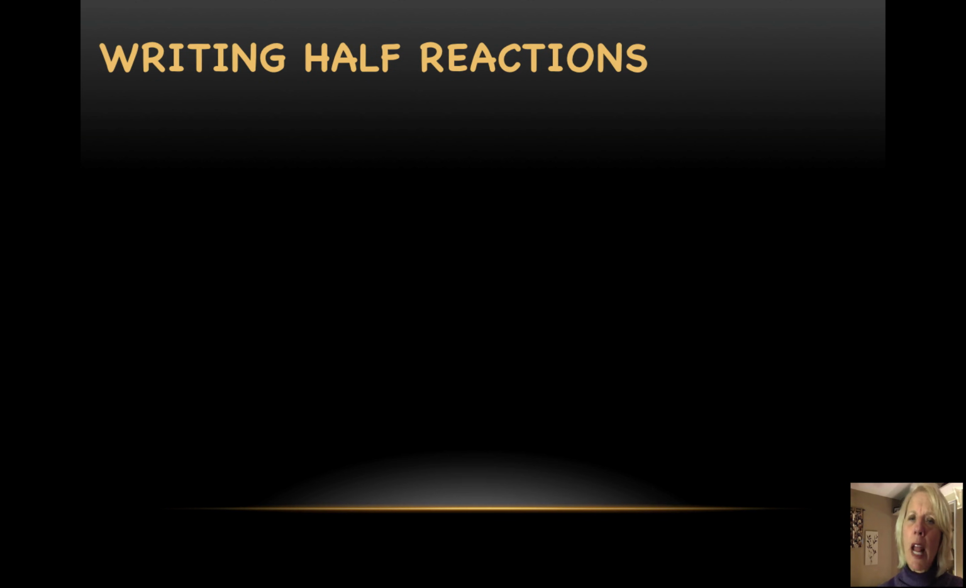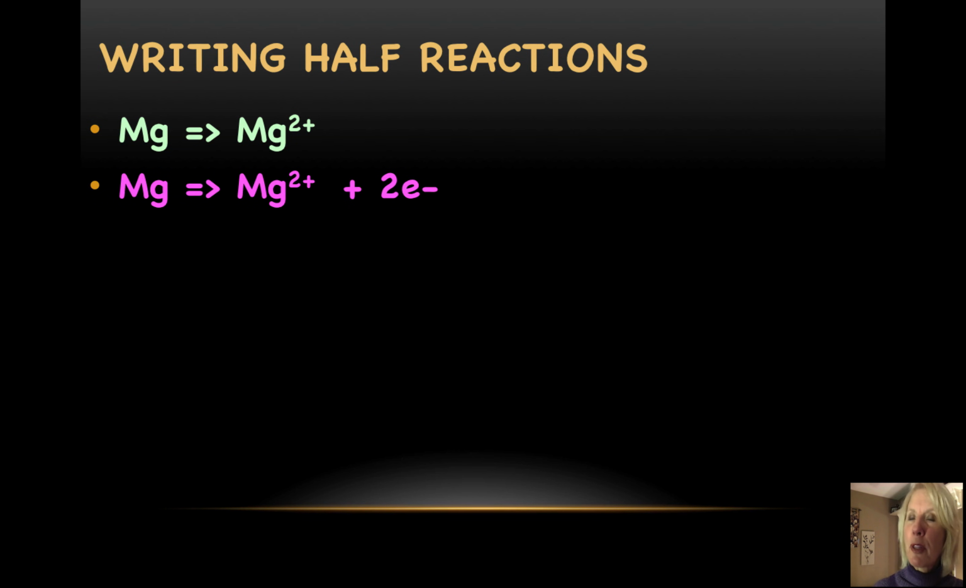Now, we want to know how to write half reactions. Redox reactions can be divided up into two separate half reactions. And what that means is that there's an oxidation half reaction and there's a reduction half reaction. So let's think about this example right here: Mg going to Mg2+. On which side would I put the electrons to write the half reaction? Hopefully you would put the two electrons on the right side of the equation. Doesn't it make sense that the magnesium atom is losing two electrons to form the magnesium 2+ ion? In other words, the two electrons and the magnesium ion are both products.